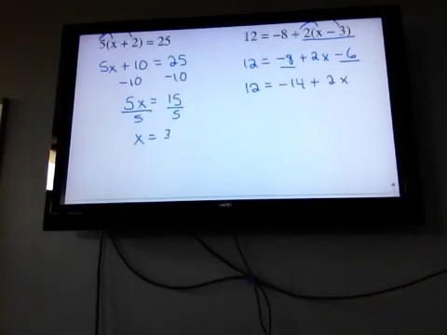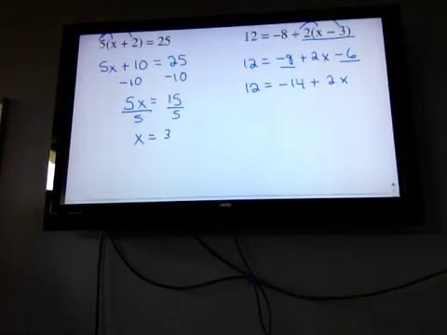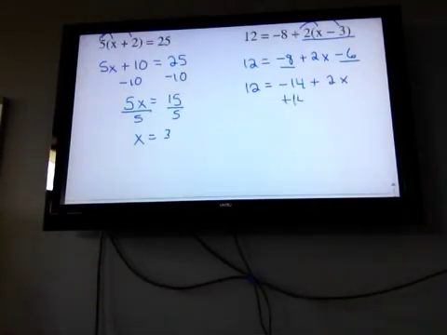So I can write that as either negative 14 plus 2x as I did, or I can write it as 2x minus 14. Get x alone, add the 14. So 26 equals, 14's cancel, 2x. Divide by 2. And x equals 13.